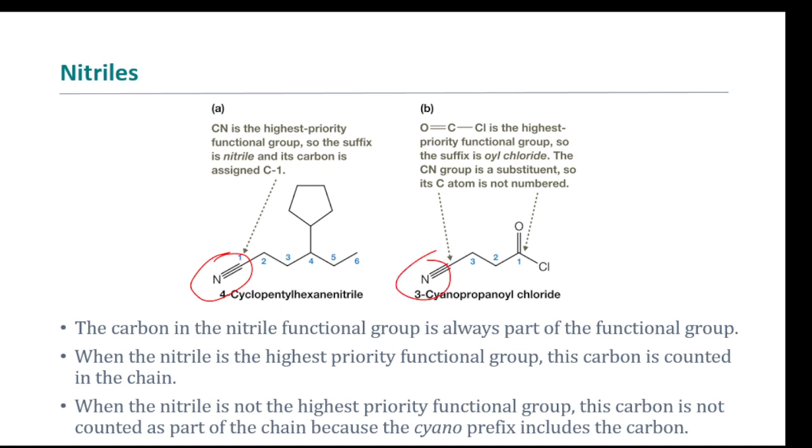Okay, fantastic. When the nitrile is the highest priority functional group, that carbon is going to be counted as part of the chain. And so you'll lump that in as your first carbon, okay? And we start with that as 1. When the nitrile is not the highest priority group, this carbon's not counted as part of the chain. The cyano prefix is actually going to include that carbon.